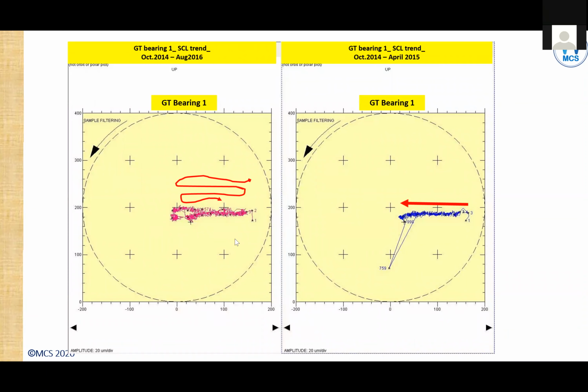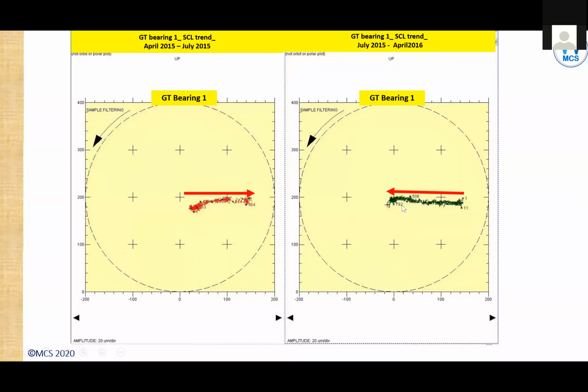The shaft center line is actually moving in this fashion during that entire period. In order to explain it, I broke it into 3 or 4 periods and looked at how the shaft center line was moving. This is the shaft center line movement for the entire period of this data. Looking from October 2014 to April 2015, during this time the shaft was migrating from the left towards the bearing center.